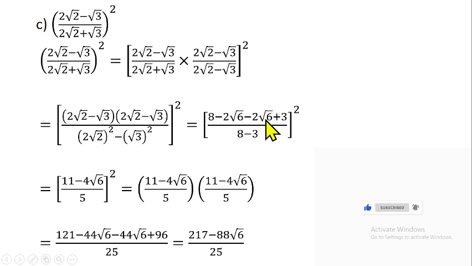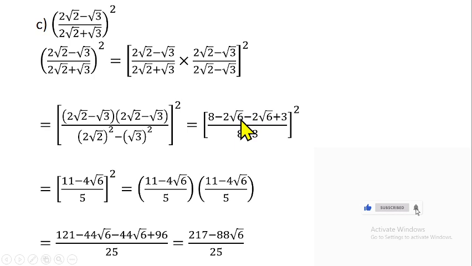Then minus times minus will give us plus. √3 times √3 gives us 3. Over here, 2√2 squared, that should give us 8. Do you understand how we got that? This is 2√2 in two places. Should give us 8. Then √3 squared will give us 3. Do we understand that now? Then here we can take like terms. That will be 8 plus 3. That should give us 11.